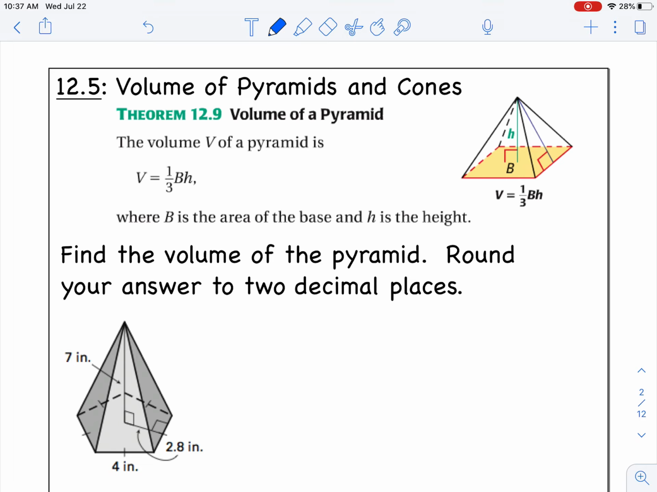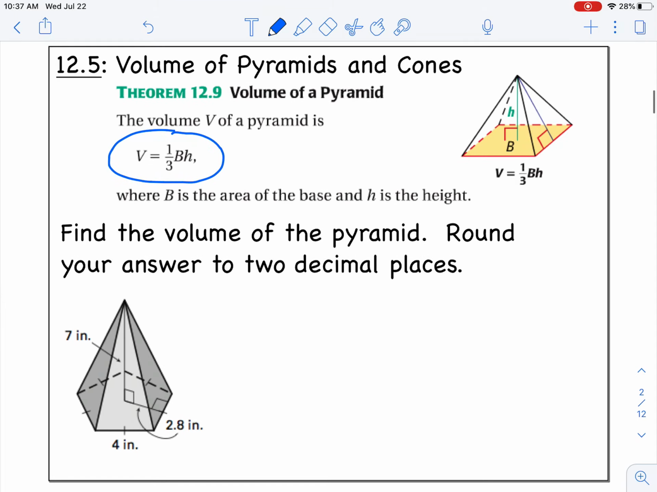Or another way to say that is the pyramid's volume is 1/3 the volume of the prism. So the formula for the volume of a pyramid is just 1/3 the area of the base times the height. And that's it. So it's really similar. We just have to remember once we calculate to divide by 3, and sometimes students forget that.